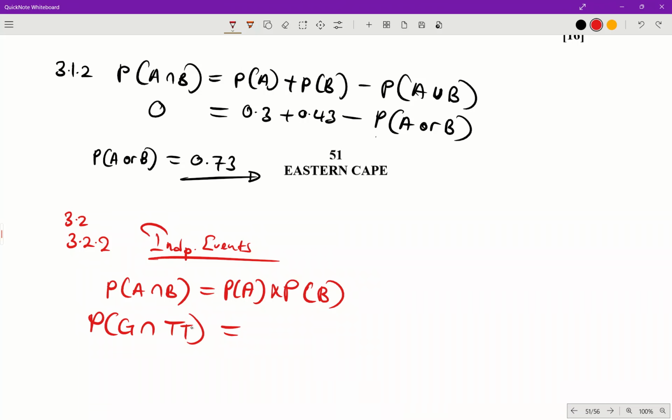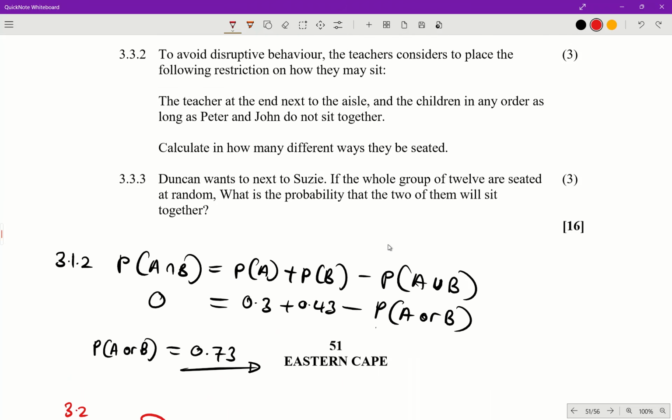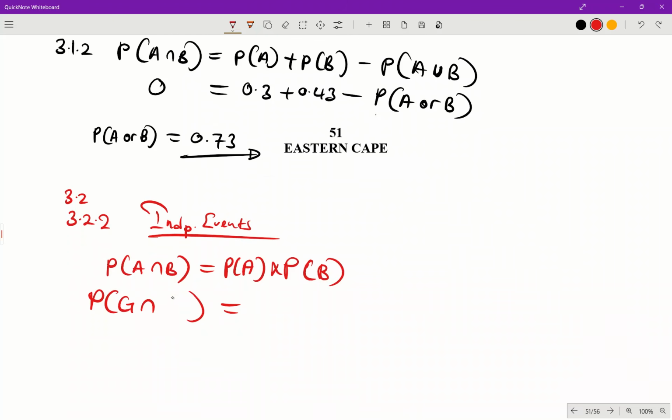So I'm just going to say T here, or UT for using TikTok. I hope you understand that. I'm saying girls using TikTok. Or let me just stick to TikTok. I hope you understand, I'm explaining. So this is the probability of girls and TikTok. Now this is going to be the probability of girl multiplied by the probability of TikTok.